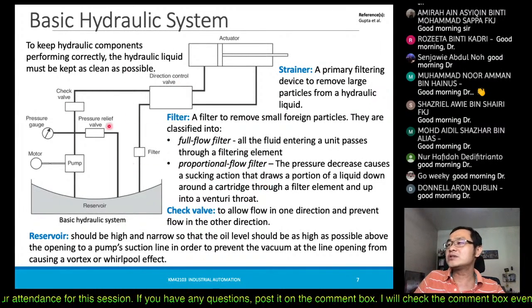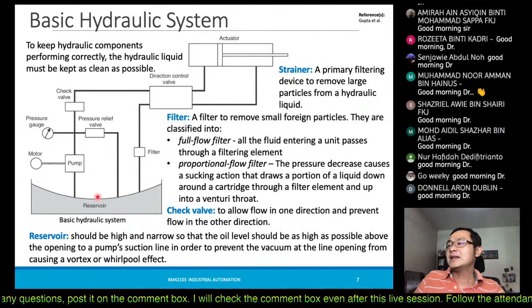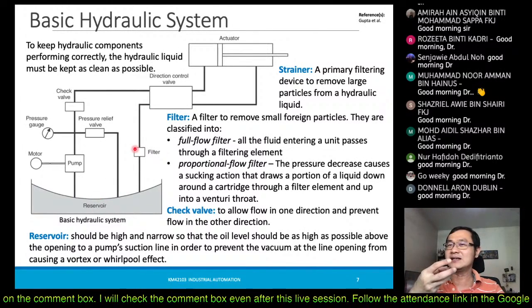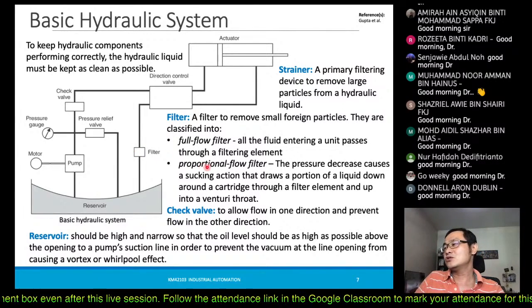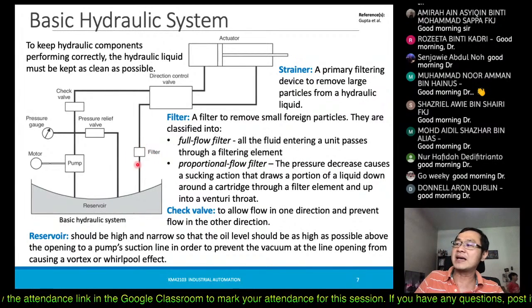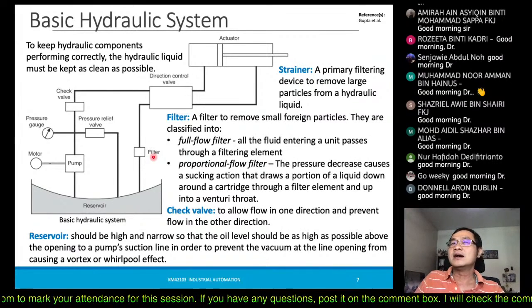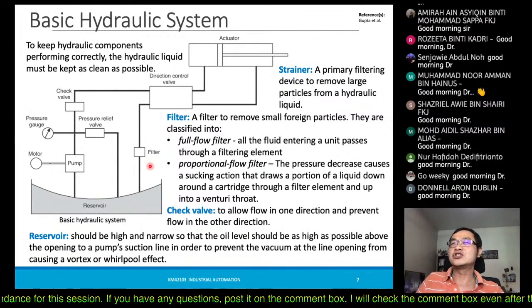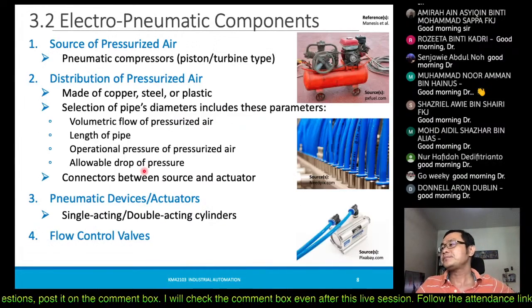So it will continuously flow, and it will continuously take small portions of it to be filtered. So it has the advantage of reducing the pressure drop caused by this filter. If you want to filter the whole amount of oil, then the pressure drop across this filter will be very high.